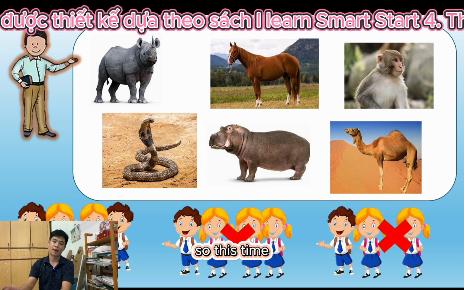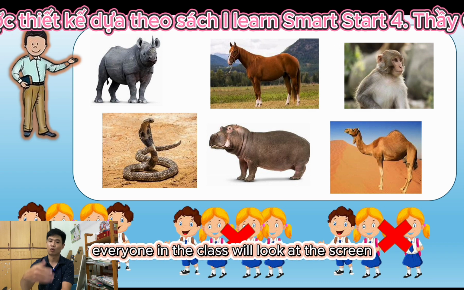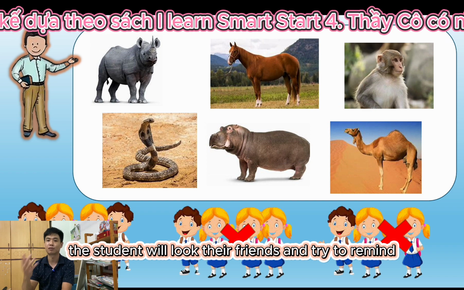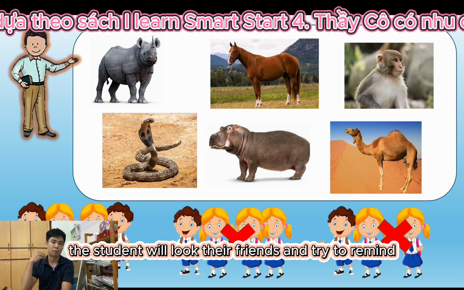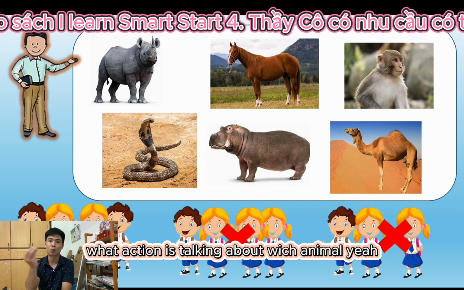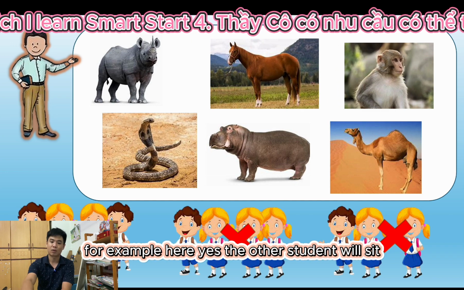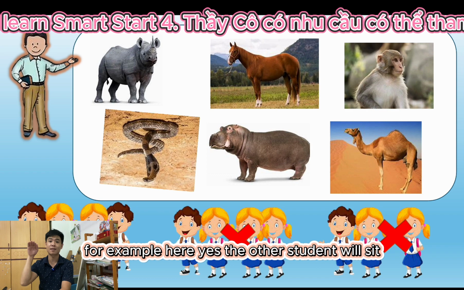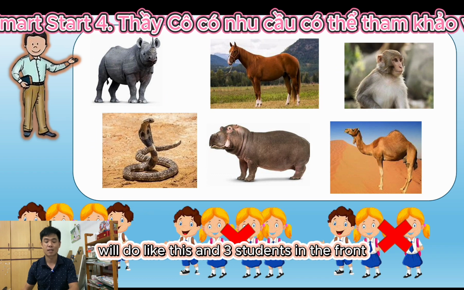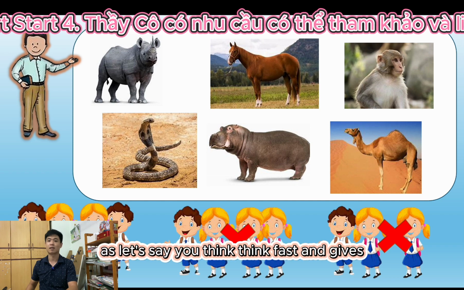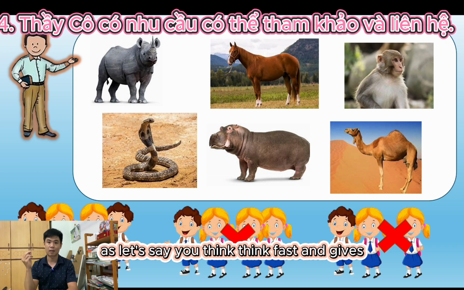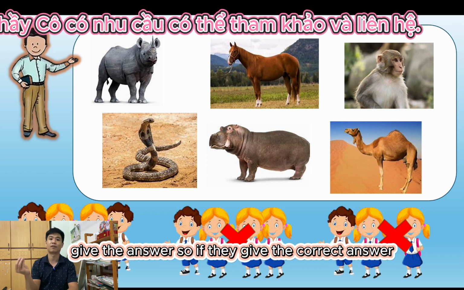So this time, everyone in the class will look at the screen, and three of the students will look at their friends and try to remember what action it is, and which animal the action is about. For example, here, the other students will do like this. And the three students in the front, let's say, think fast and give the answer.